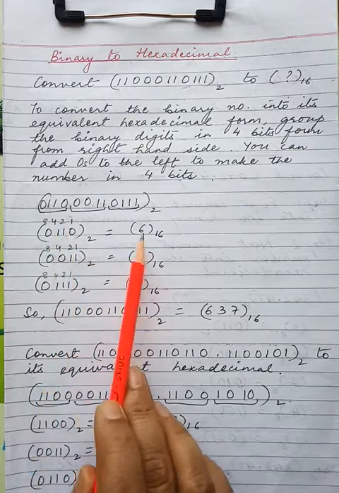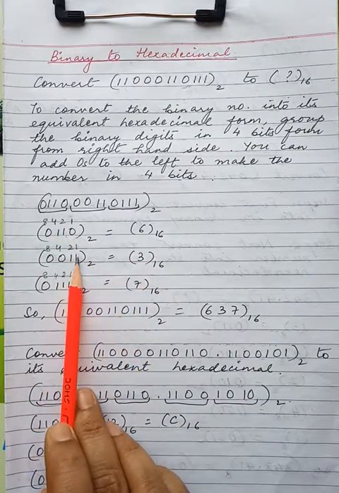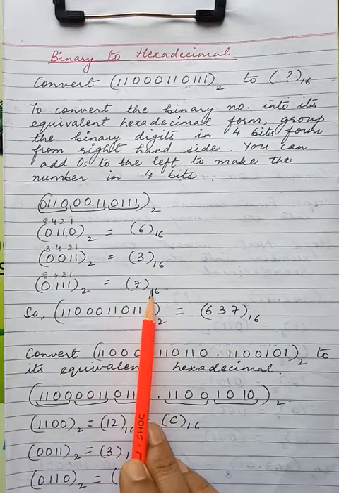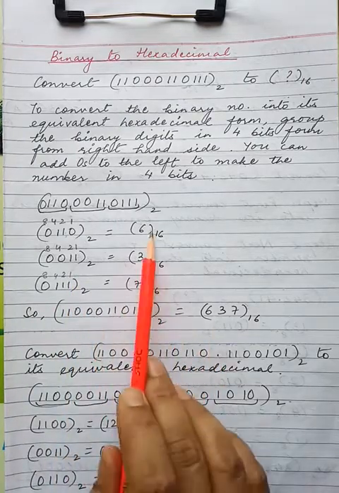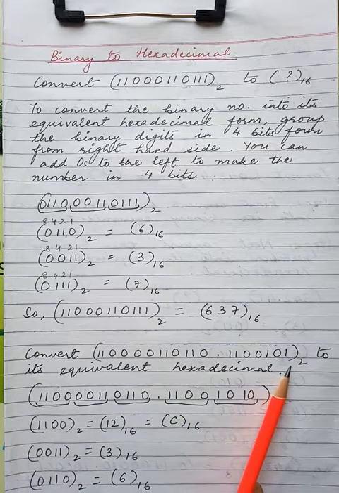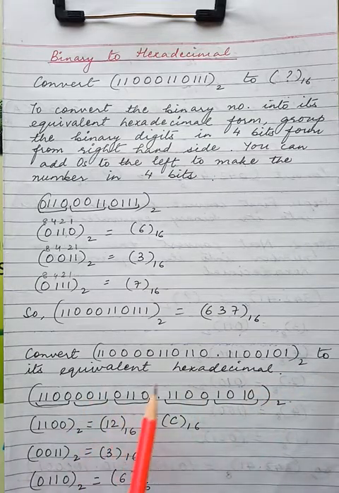So you have to add 4 plus 2 which is 6. Here you have to add 2 plus 1 which is 3. Add 4 plus 2 plus 1 which is 7. So the final answer will be 637 base 16. I hope you have understood. Take another example. Convert this binary number to its equivalent hexadecimal.